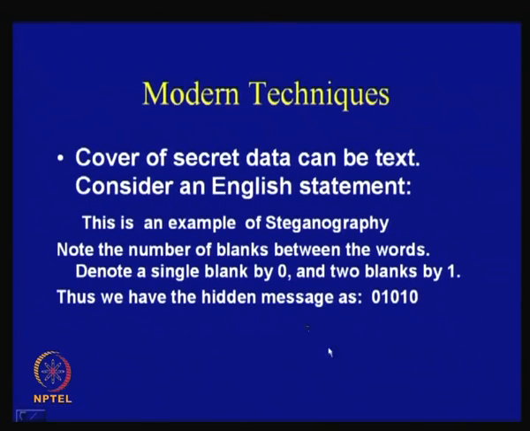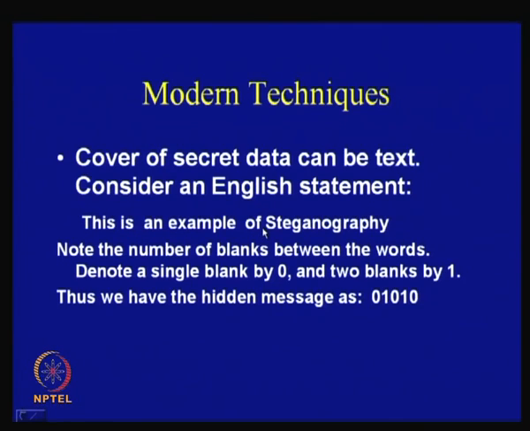Some of the modern techniques could be like this: the cover of a secret data could be a text. So you can just consider an English statement like "this is an example of steganography." Okay, this is seemingly a simple English statement, but if you observe carefully you will find that the gaps between two words are not exactly the same. For example, here there is one single blank, but here there are two blanks, here again one blank, here two blanks, here one blank.